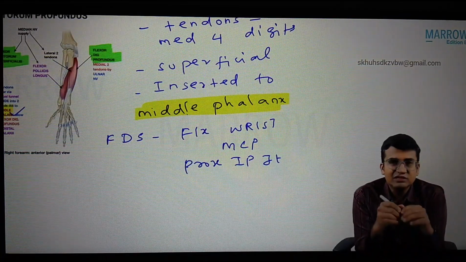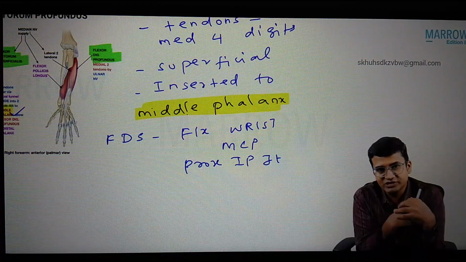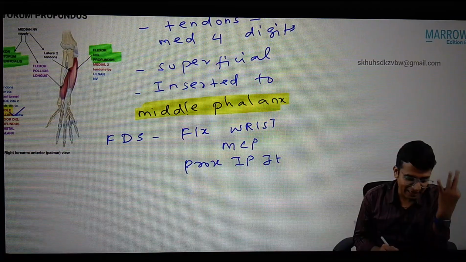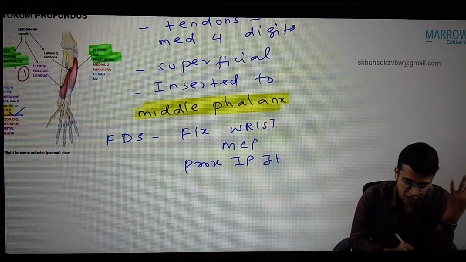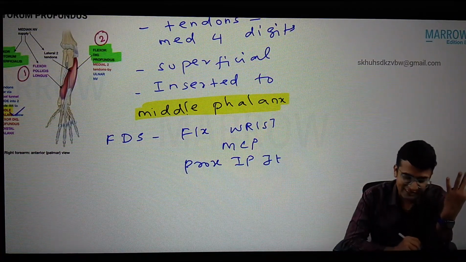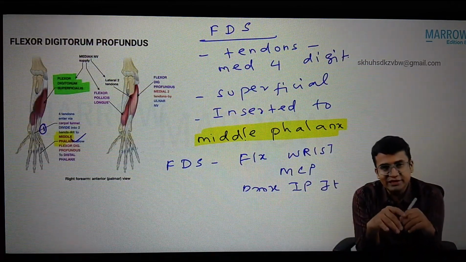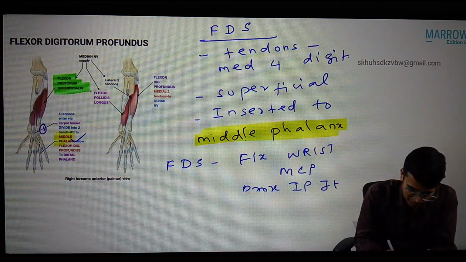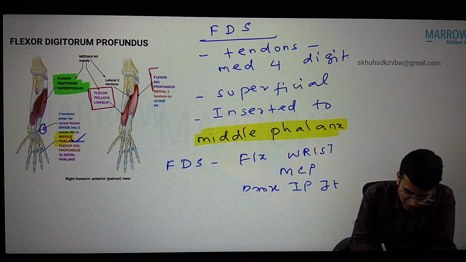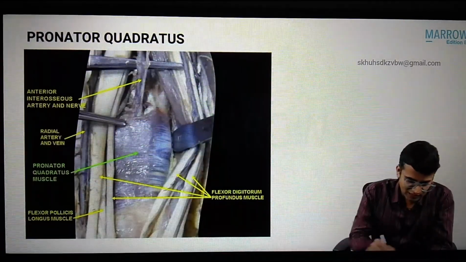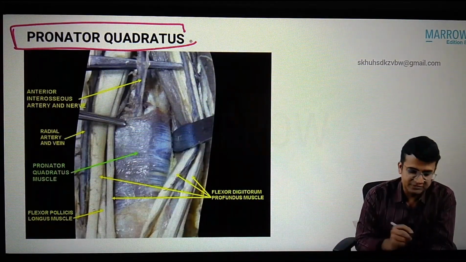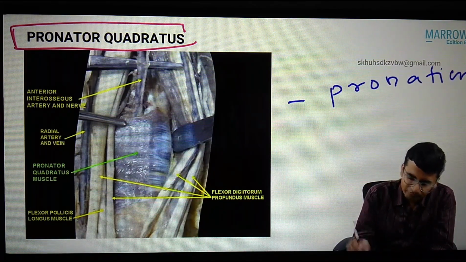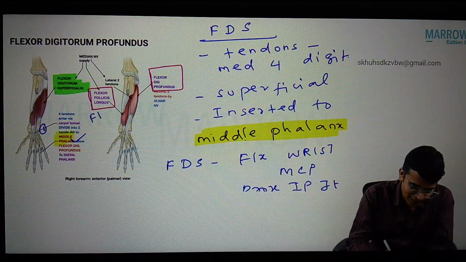Okay, so by this we completed 5 muscles in the superficial layer. If you go deep, we have 3 muscles in the deep layer. What are those? Number 1, flexor pollicis longus. Number 2, flexor digitorum profundus. Number 3, pronator quadratus, very simple. It helps for pronation. Flexor pollicis longus flexes the thumb.